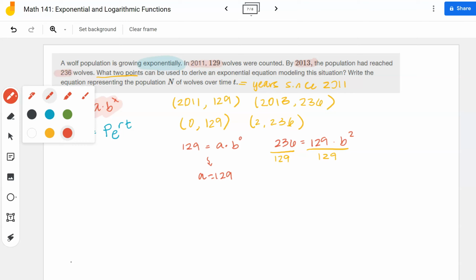So now I'm going to have b squared. I'm just changing the order because it makes me happy. It's equal to 236 divided by 129.